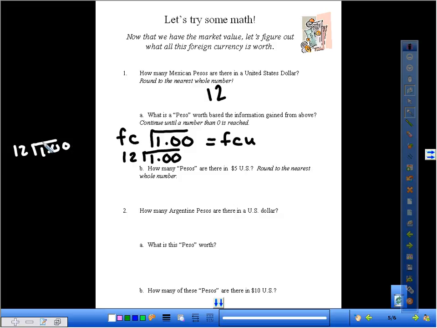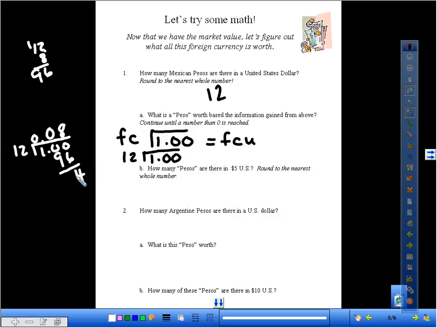How many times will 12 go into 1? None. How many times will it go into 10? None. How many times will 12 go into 100? Hopefully you said 8. What is 12 times 8? 16. Carry the 1, 96. And I'm left with 4.